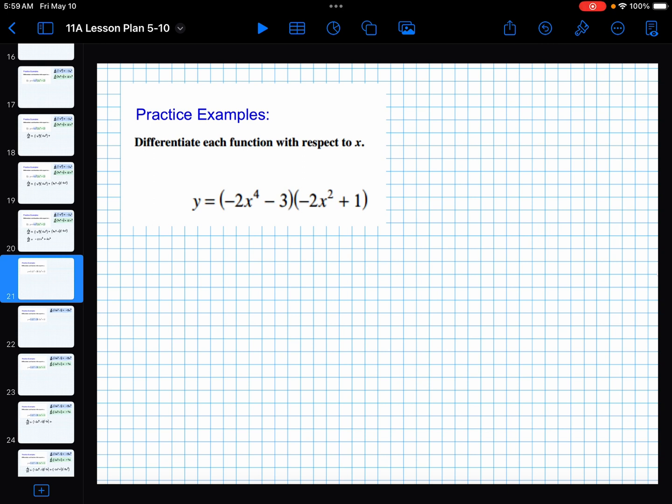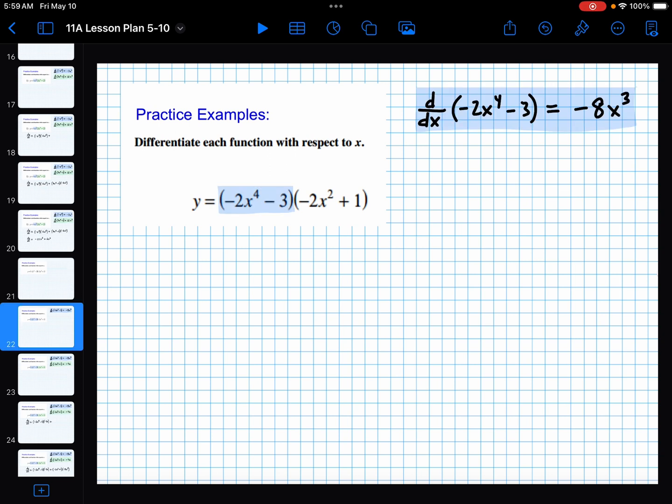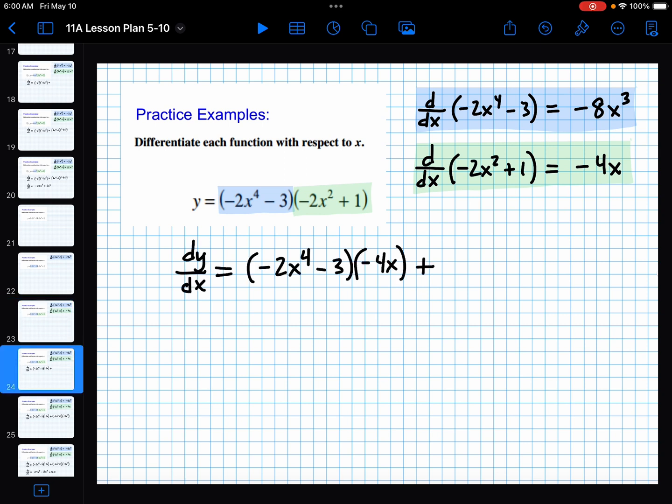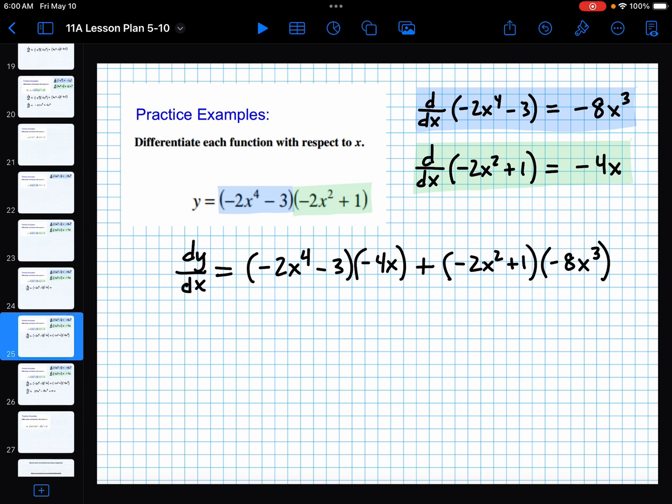Our two factors here are negative 2x to the fourth minus 3 and then negative 2x squared plus 1. So in the margins, I'm going to take the derivative of the first factor, and I get negative 8x cubed using the power rule. Then I'm going to take the derivative of the second factor. I get negative 4x. And now I'm going to assemble them in that product rule format. It's original first factor times derivative of the second factor plus original second factor times derivative of the first factor. Again, that is a correct derivative.